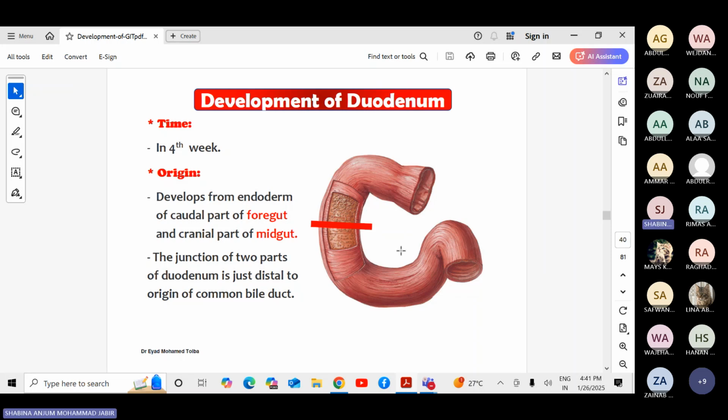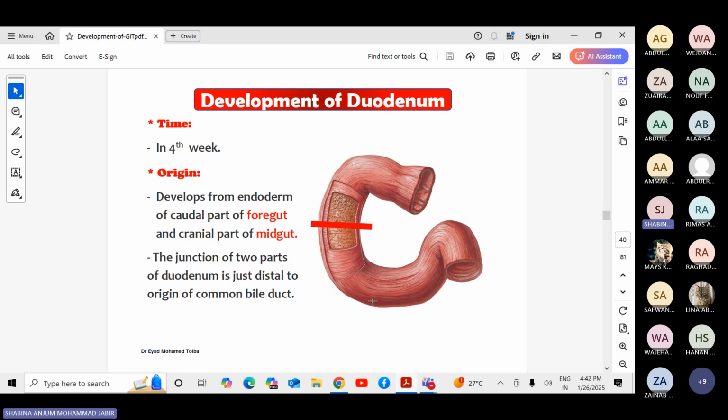Now we know about the duodenum. So it's common to ask what is the arterial supply of the duodenum. Obviously you will say that the part which is above the opening of the common bile duct, or origin of the common bile duct, will be from the foregut. The part, or you can say the half of the second part of the duodenum, will develop from the midgut.